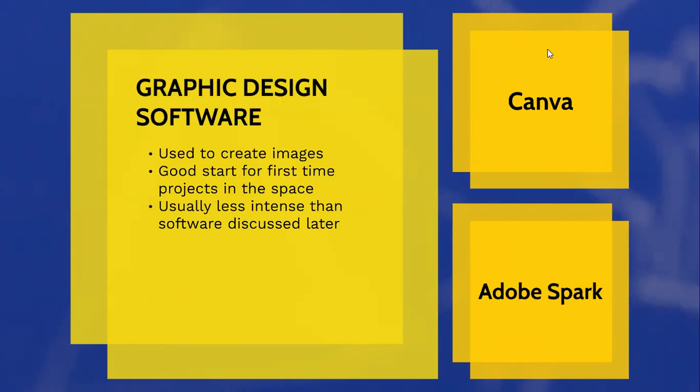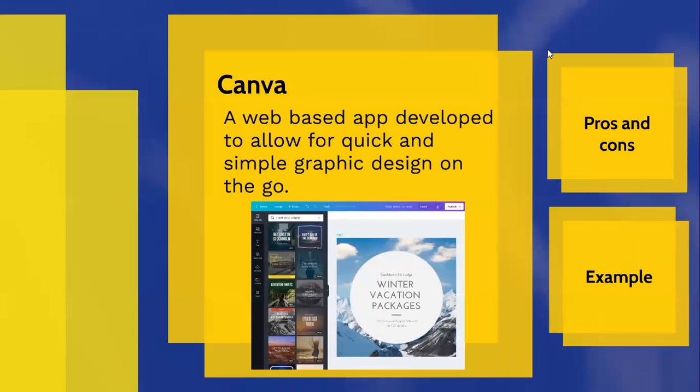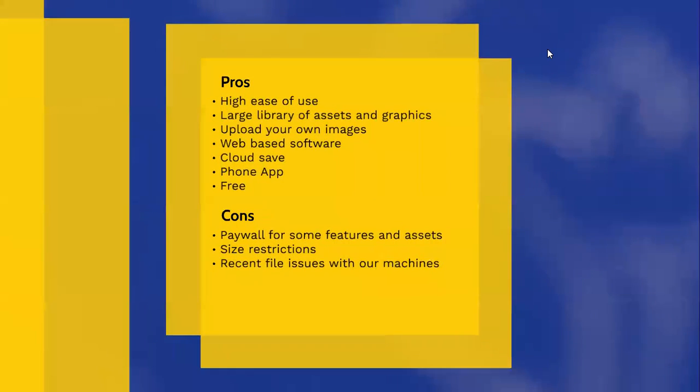We'll start off with Canva. Canva is a web-based app that allows for quick and simple graphic design on the go. They have a website as well as an app that you can download on a tablet or phone. Some pros of using Canva is that it is a high ease of use. Everything is pretty much drag and drop, and then text can be edited simply by double-clicking it and changing it to whatever you would like it to be.